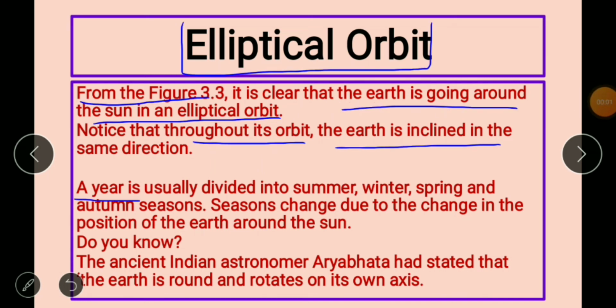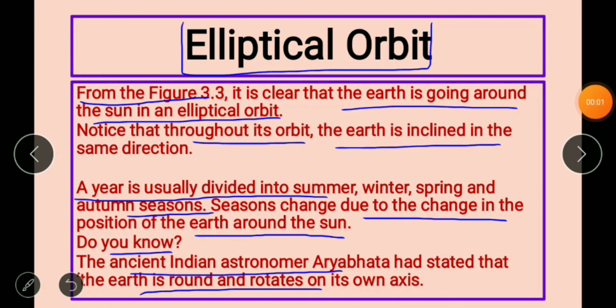A year is usually divided into summer, winter, spring and autumn seasons. So we already know that a year is divided into seasons. Seasons change due to the change in the position of the earth around the sun. Do you know the ancient Indian astronomer Aryabhatta had stated that the earth is round and rotates on its own axis? When there was no science at that time, he made that statement.